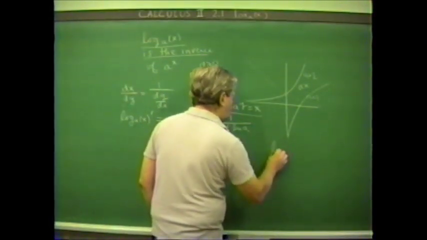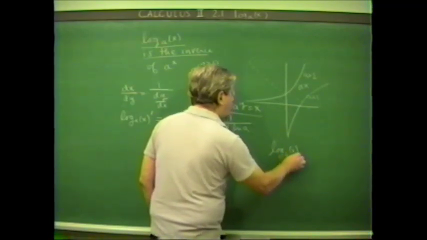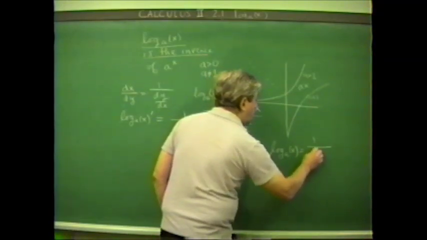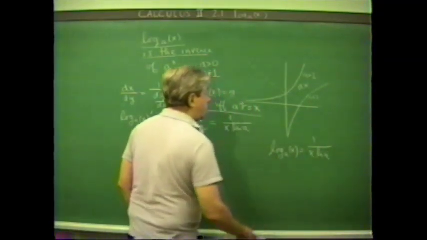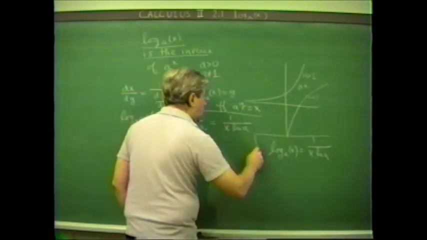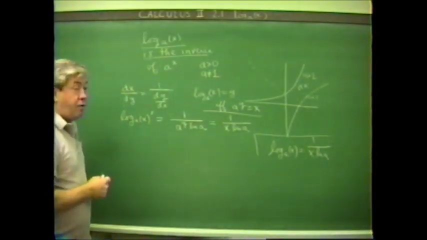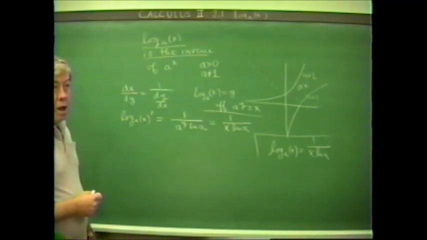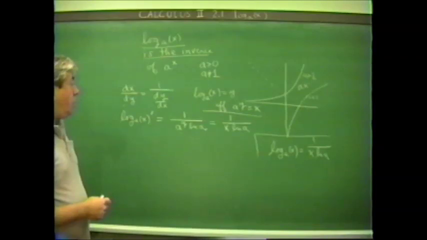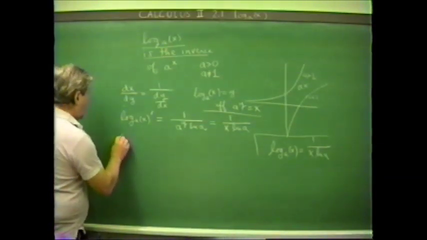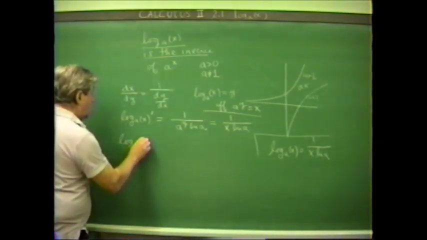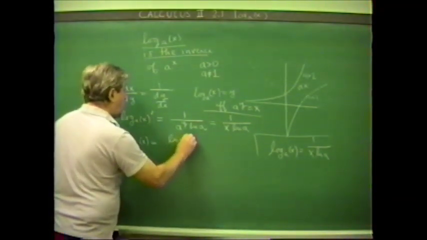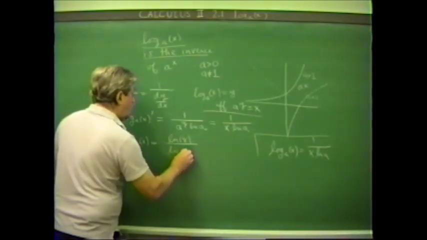The derivative of log to the base a of x is 1 over x log a. Now, we could have gotten that in another fashion, using the formula that's used for changing from one base to another. That's to say, we could write the log to the base a of x as the natural log of x divided by the natural log of a.